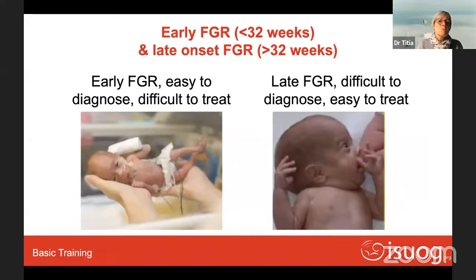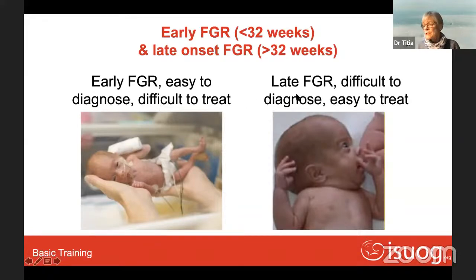Now, early growth restriction, less than 32 weeks, is actually quite easy to diagnose with the growth measurements and the Doppler, but it is very difficult to treat because you want to get the baby as far as possible and not have to deal with prematurity and growth restriction, because that has such great risk for the fetus.